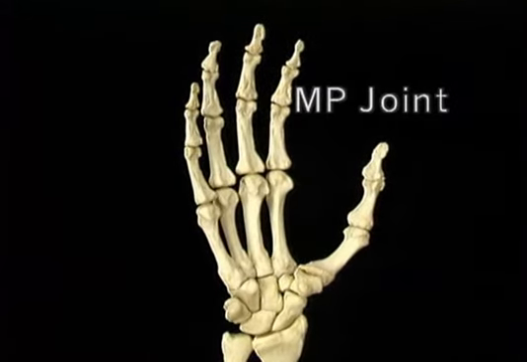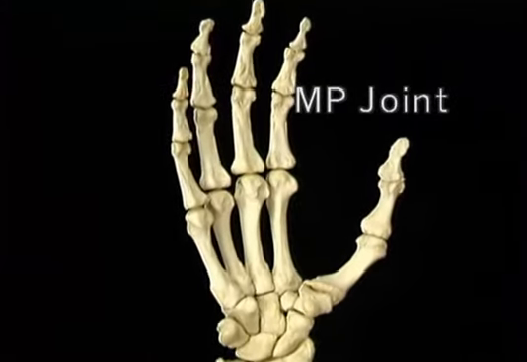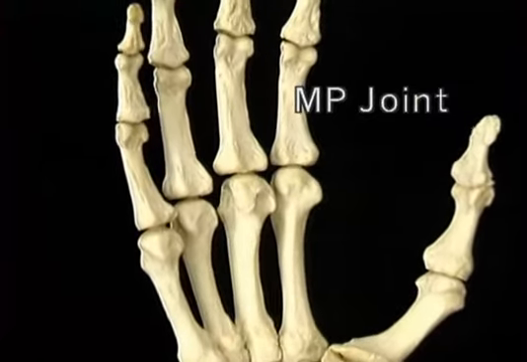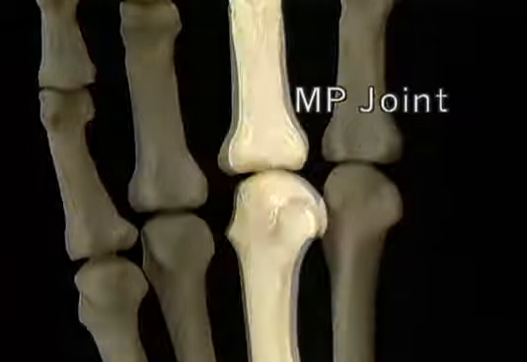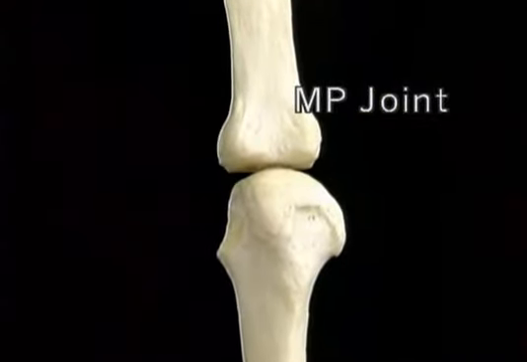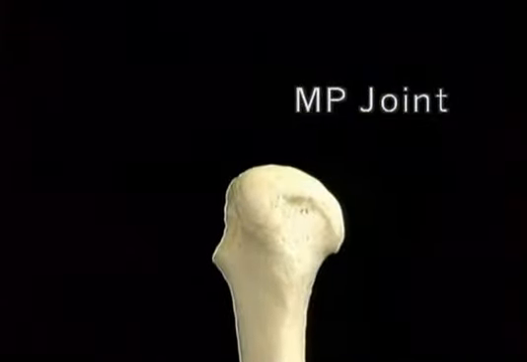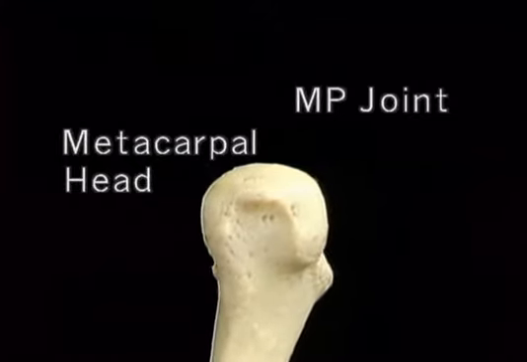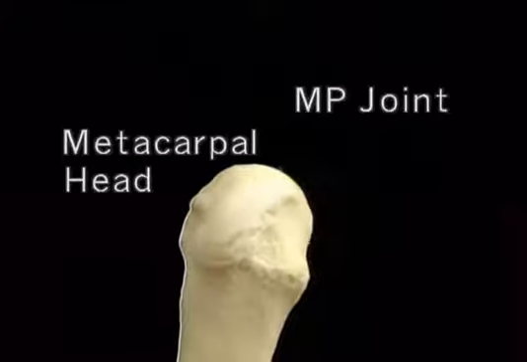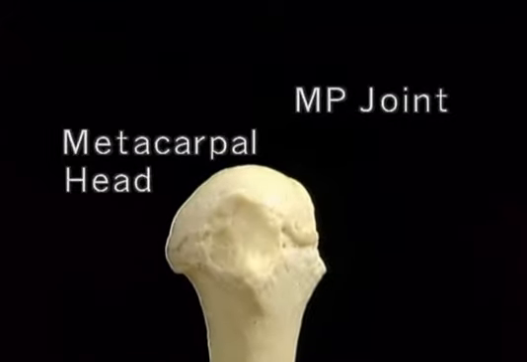Now let's look at the metacarpophalangeal joint, the MP joint. It's the joint at which the finger becomes separate from the hand. We'll take the other fingers away so that we can see it from all sides. The articular surface of the metacarpal head is curved in two planes, from side to side and from front to back.